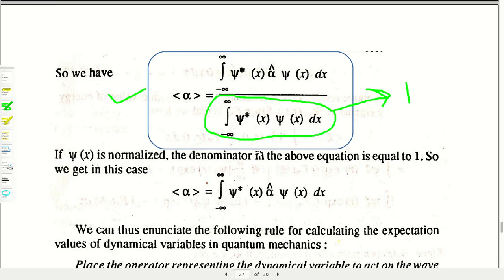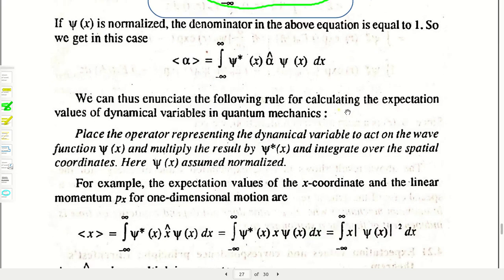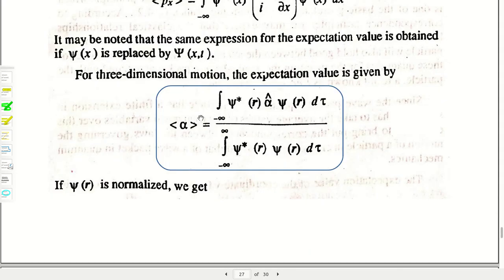Okay, so the whole result will be: the alpha expectation is the integral of psi star alpha operator psi dx, integration from minus infinity to plus infinity. Now these results can be generalized into 3 dimensions. If you are talking about 3 dimensions, these integrations will be replaced by whole-space integration, and dx will be replaced by d tau, that is the volume element, and in the denominator also. So this is written here, you can see.